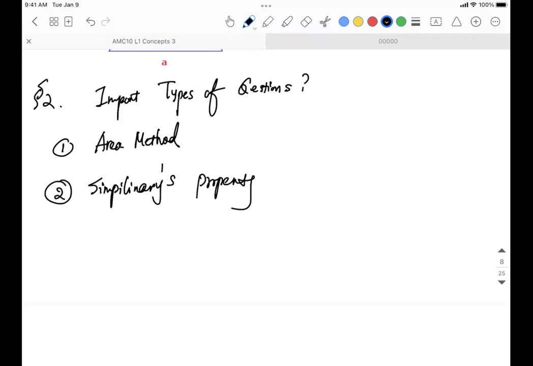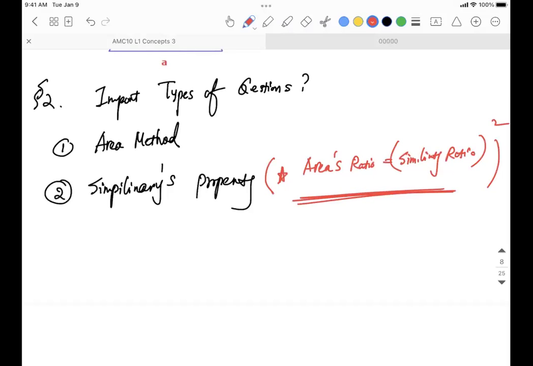Similarity is actually a very important thing, right? Two similar triangles or two similar quadrilaterals, all those similarity related properties are very important. And one of the most important things is, just like I mentioned, the areas ratio is the similarity ratio squared for a fixed shape. This is actually one of the most important things.